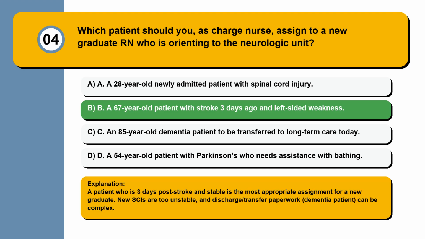A patient who is 3 days post-stroke and stable is the most appropriate assignment for a new graduate. New SCIs are too unstable, and discharge/transfer paperwork for the dementia patient can be complex.